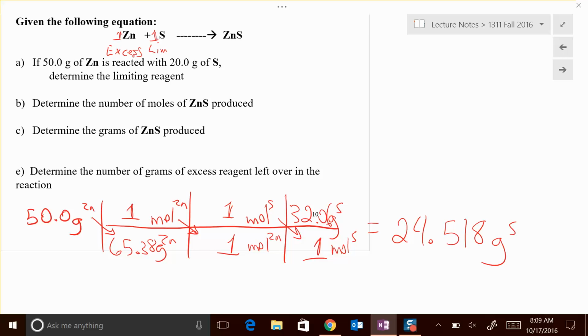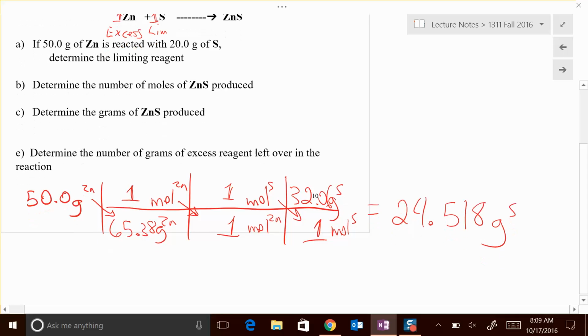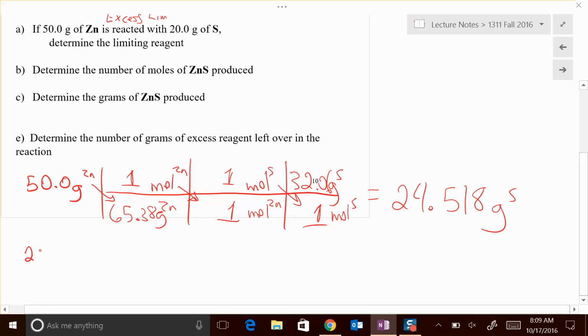Now, it doesn't matter which one you start with. You could have either started with the zinc or the sulfur, and you would have got the same answer, just in a different way. So let's just look at how that is. So 20.0 grams of sulfur, and I want to go to the grams of zinc, so to the moles of sulfur, to the moles of zinc, to the grams of zinc.